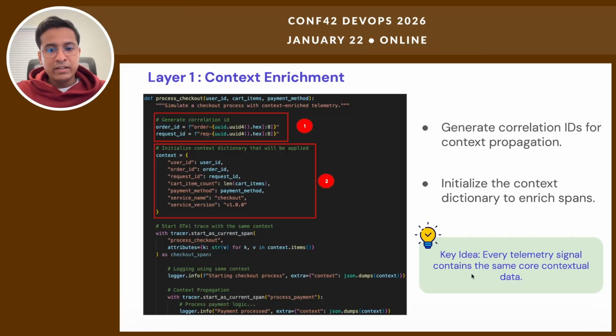The key idea here is that every telemetry signal contains the same core contextual data, which can vary case by case: user ID, order ID, request ID, cart item count, payment method, service name, and the service version. So tomorrow, if something breaks or we see high latency in the fulfillment service after the payment is done, and then there is a warehouse service that actually dispatches, we know where the delay is happening or where the incident has happened.